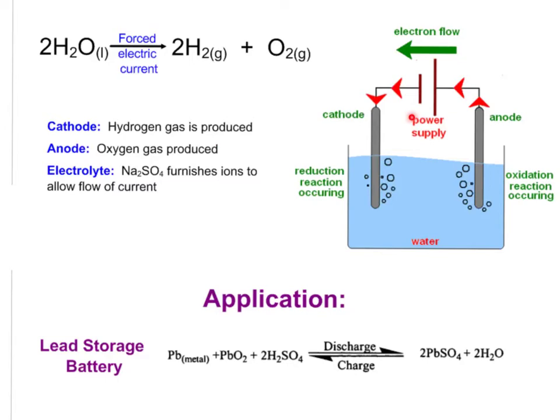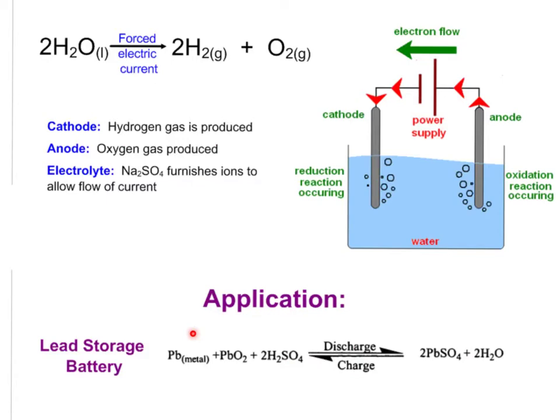What are some practical applications for electrolysis? One, we talked before about our lead storage battery, or galvanic cell. What if we reverse that process? When that lead storage battery is discharged, we have this reaction going from left to right. But if we reverse that process and take the products and put them into the reactants, that is electrolysis.